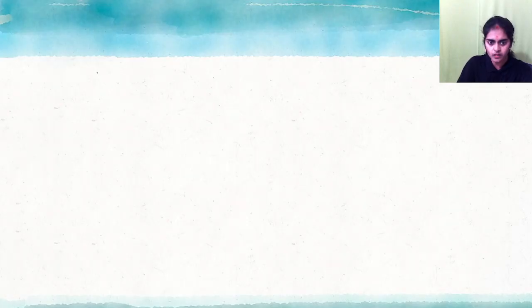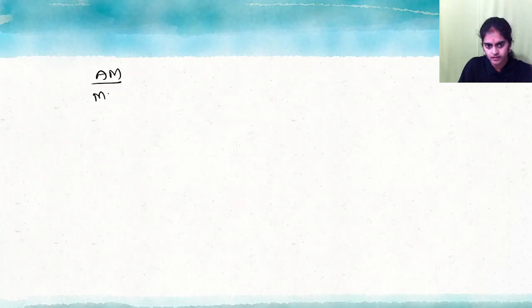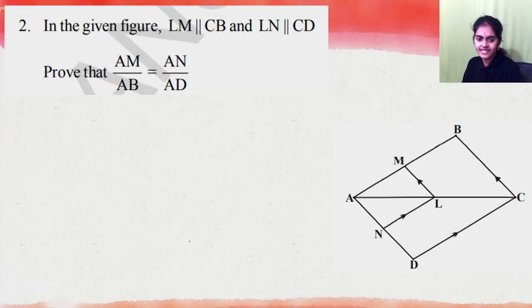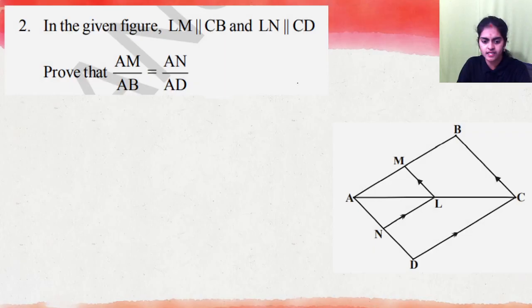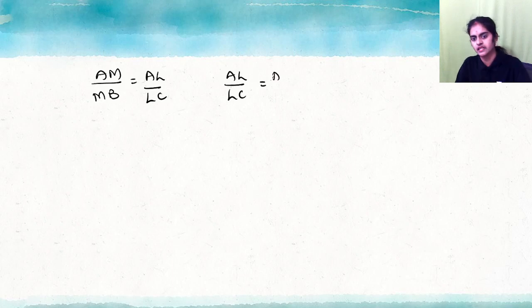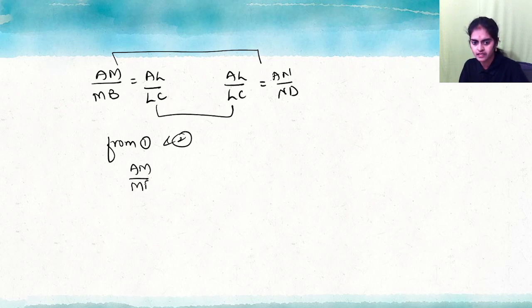So my equation 1 was AM by MB is equal to AL by LC. This was one equation. The second equation was AL by LC is equal to AN by ND. If you just see, both are AL by LC, so can I directly equate these two? So I will simply write from 1 and 2. This is what I can write.